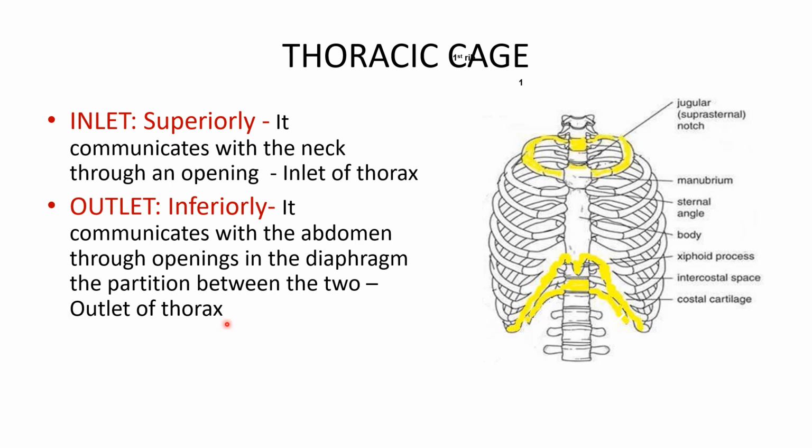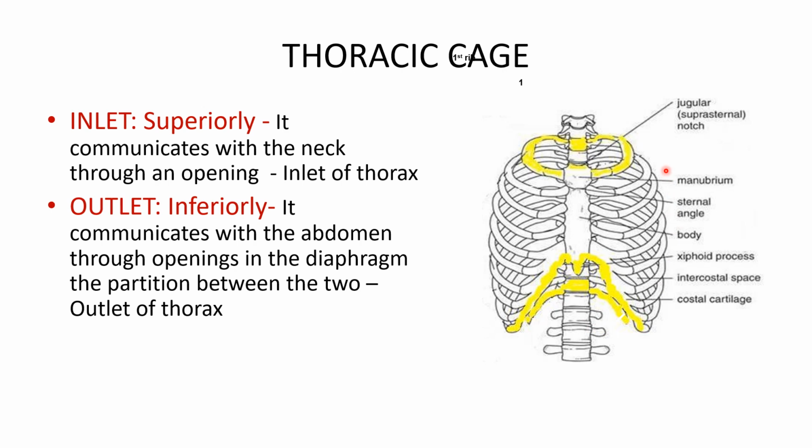And now you know that it has got an inlet superiorly. This is the inlet to the thoracic cavity, and it communicates with the neck. This is the communication with the neck. Then it has got the outlet inferiorly, through which it communicates with the abdomen through an opening in the diaphragm. So the diaphragm is the partition between the thoracic and abdominal cavities.